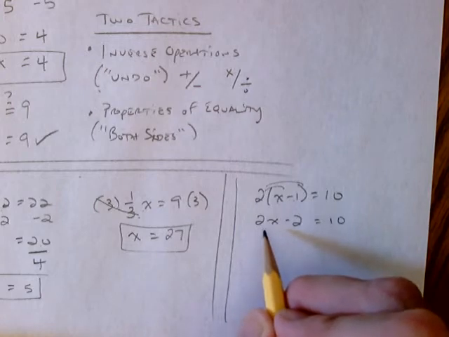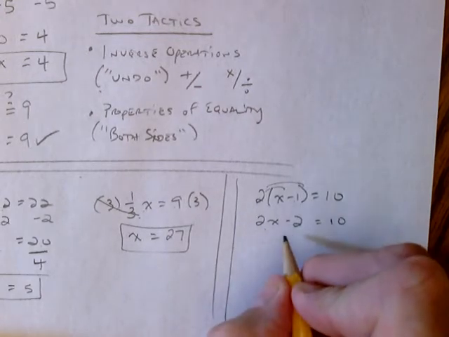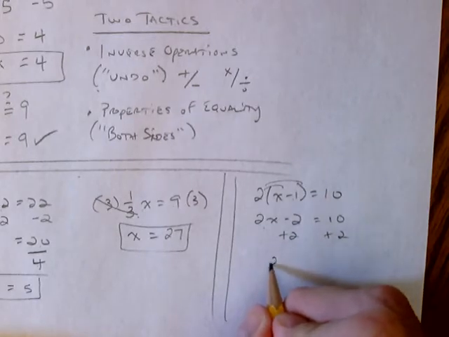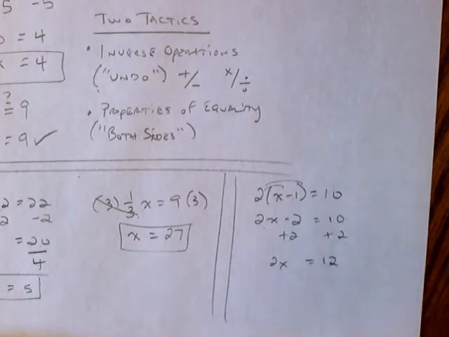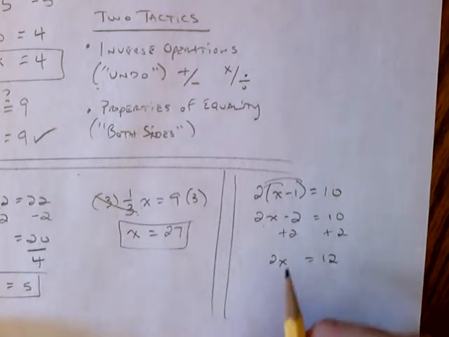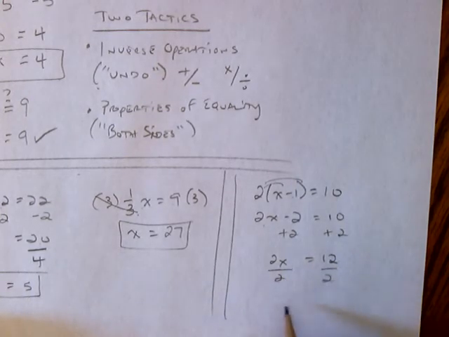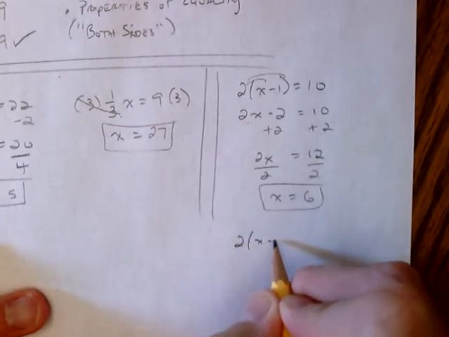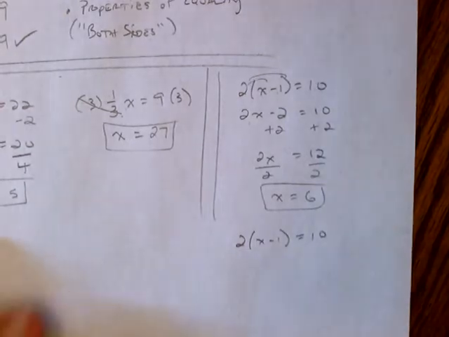I'm going to save my 2x for last because that's the term that has the variable in it. I'm going to add 2 on both sides. So now I have 2x equals 12. And dividing by 2 on each side, x equals 6.